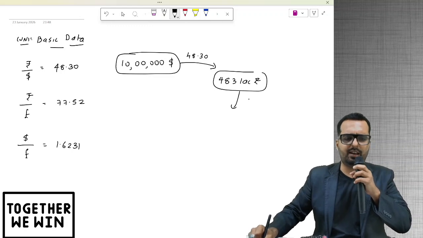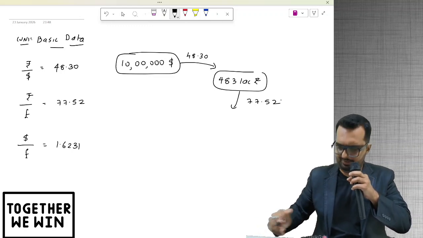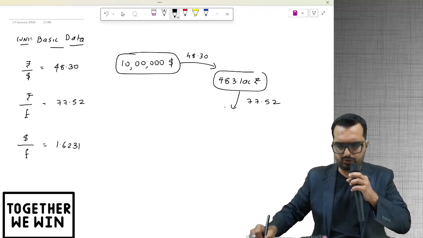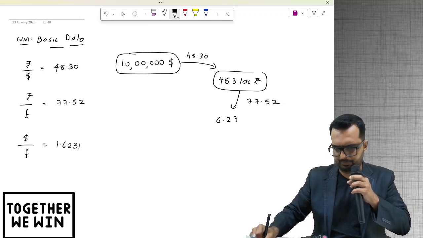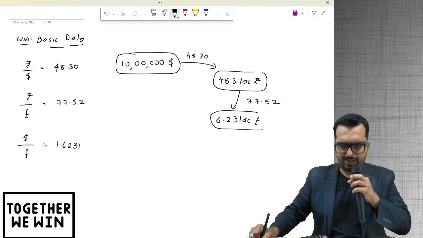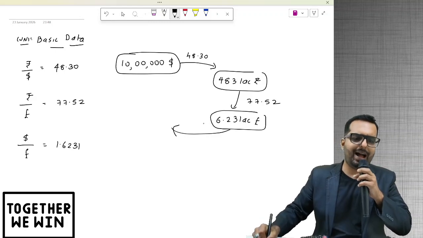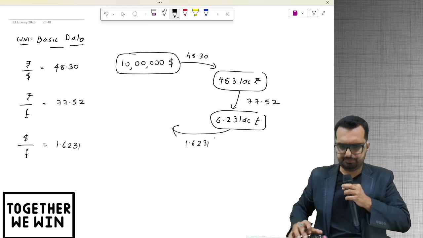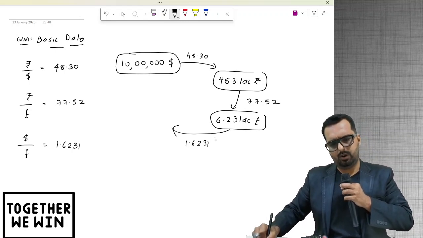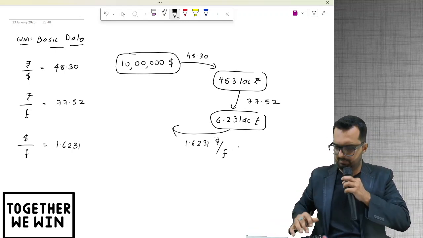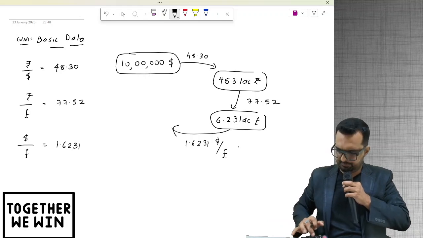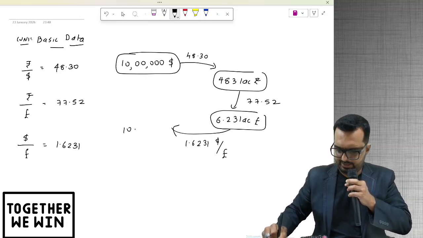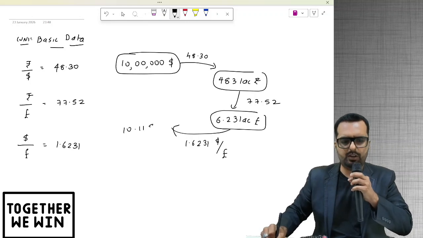Once you get this, I'll convert this into pounds at 77.5. So I get 6.23 lakh pounds. Then what I'll do is I'll convert it back into dollars at 1.61 dollar per pound. I have to multiply. The moment I do this, I get 10 lakh 11,000 dollars back.